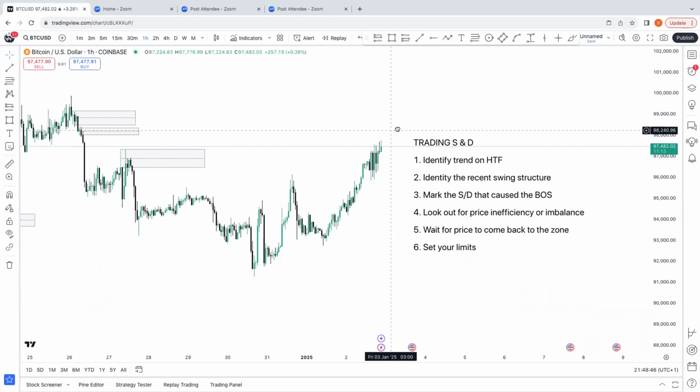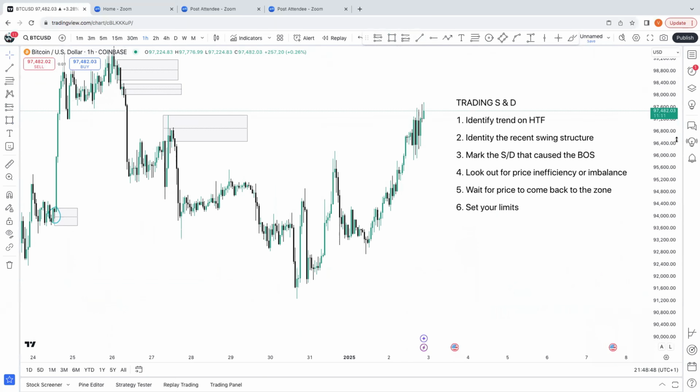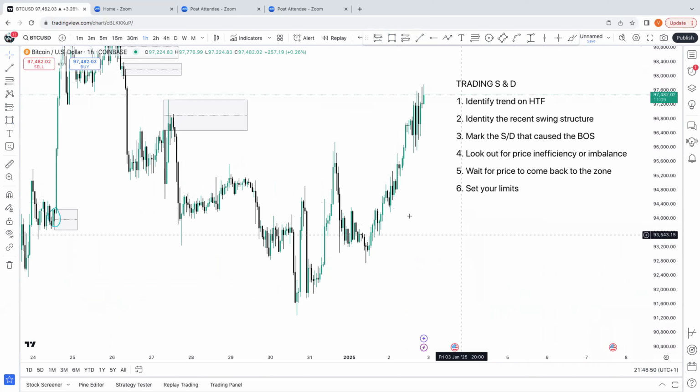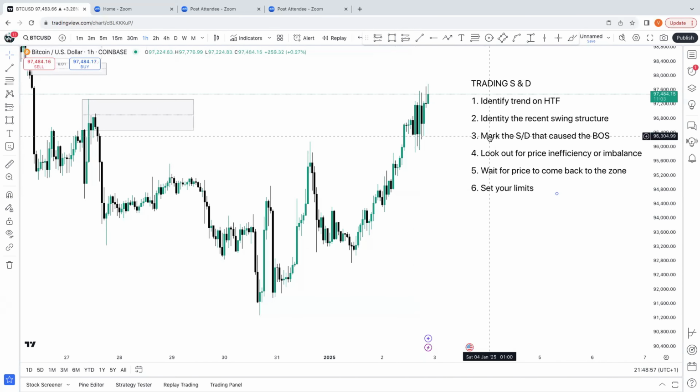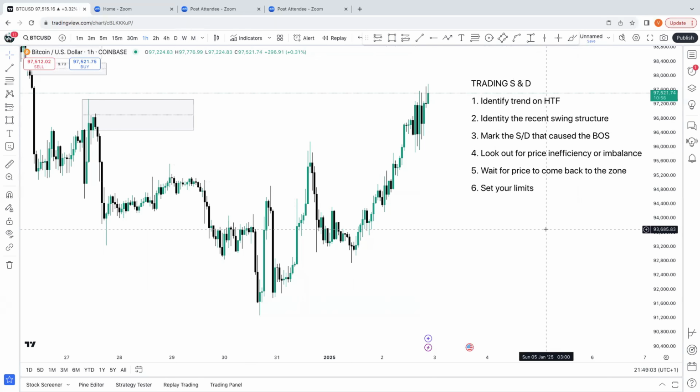So let's see how we can use these six rules to actually pick a trade and see if we will make money trading with these rules, right? So what's the number one? The number one rule is to identify the trend on the higher time frame, right? You want to know the direction of the market.